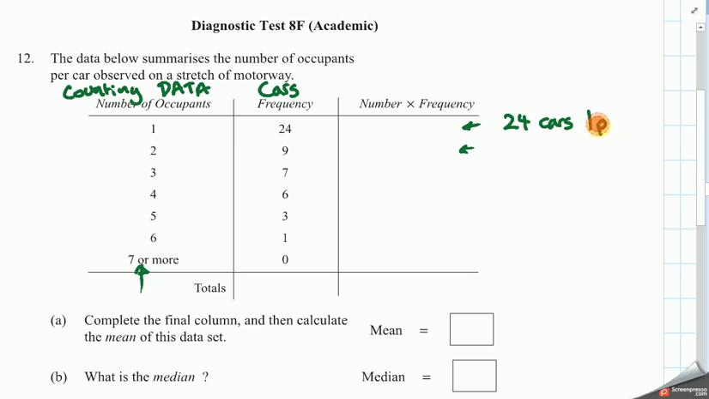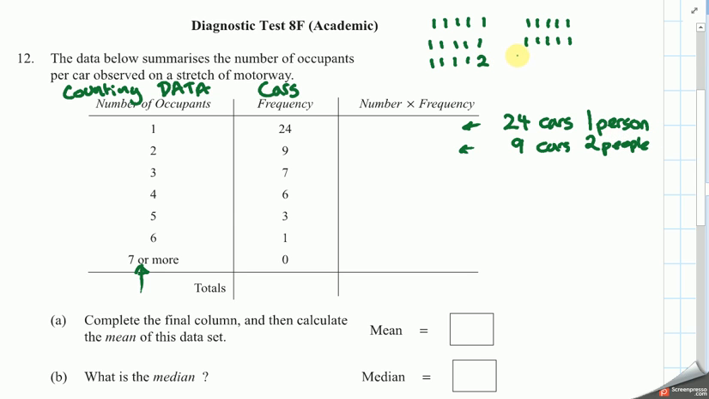with one person. So there's my first 24 cars, each with one person in it. This is what your normal data actually looks like. The second line is 9 cars with 2 people. Now the grouping I'm doing up here just makes it easier when I come to look at data and where things are.